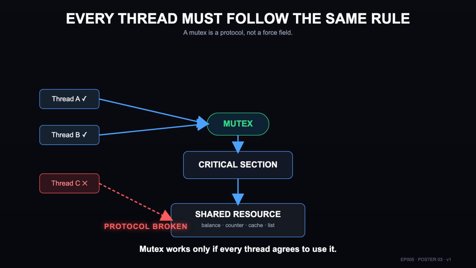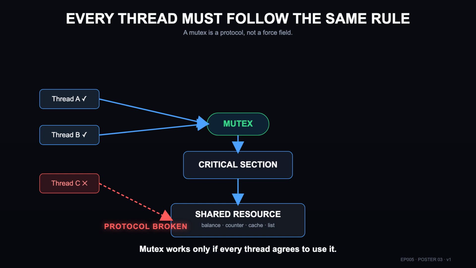Spot on. The Mutex only provides safety if all your threads agree to follow the traffic signals. It's a strict protocol, not an impenetrable shield. So it's almost an honor system. Essentially, yes. If a rogue thread ignores the protocol and modifies the shared state directly, your data is compromised.